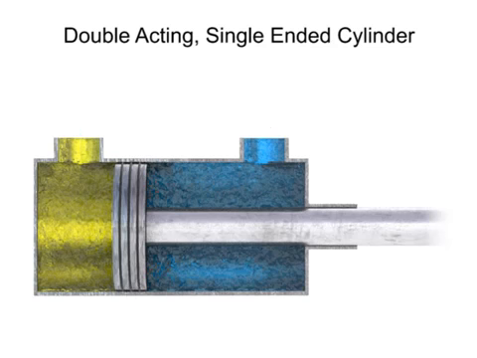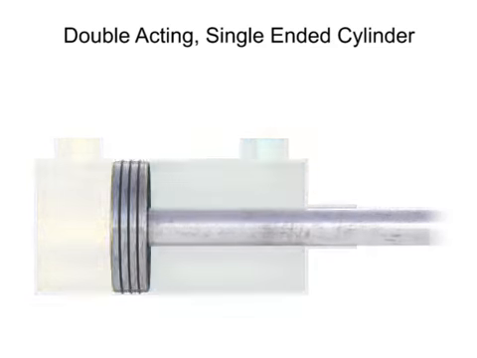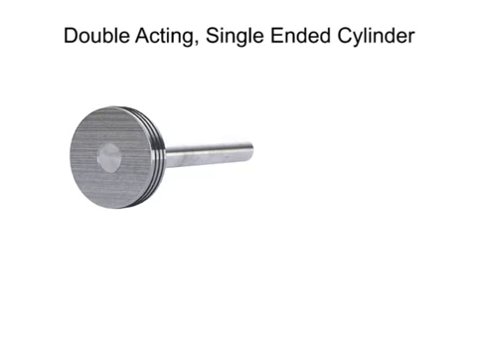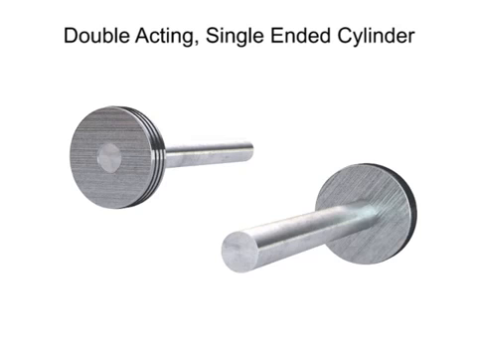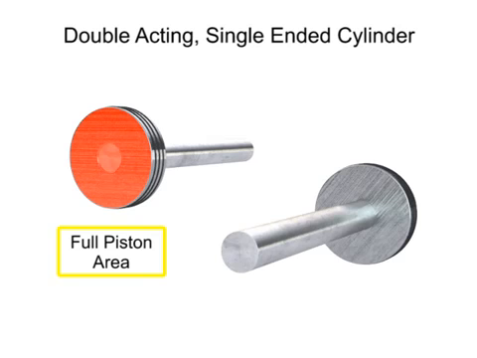To determine the speed of a piston during extension and retraction, we must first determine the significant working areas. The full piston area is the side of the piston without the rod. This is the area that feels pressure as the piston extends.